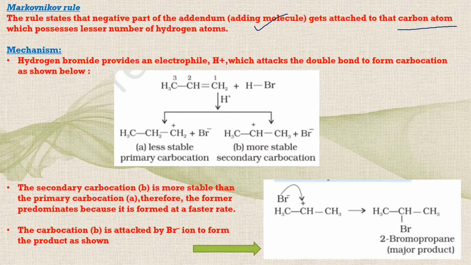The mechanism says that if I show this propene, their carbons are numbered 1, 2, 3 as it should be, and then HBr is adding. So this bond is going to break like this. I'll get H plus and Br minus. So this H plus is adding.